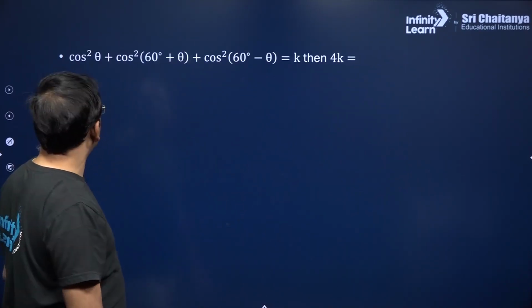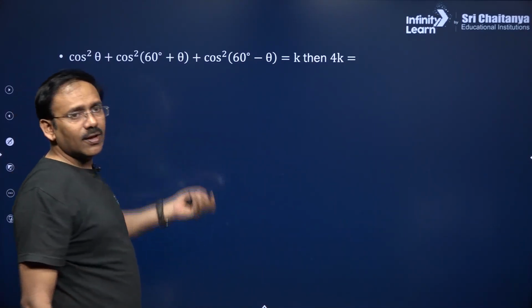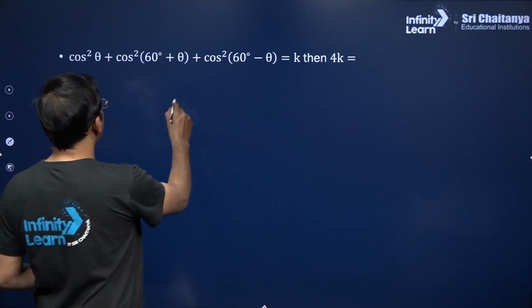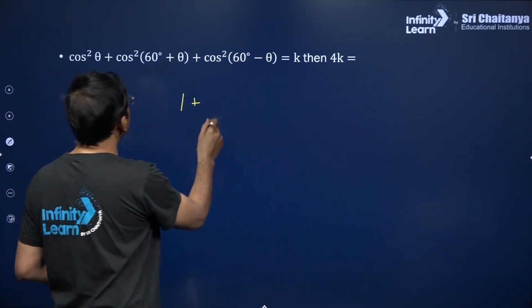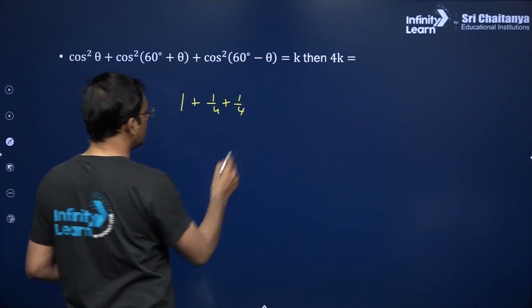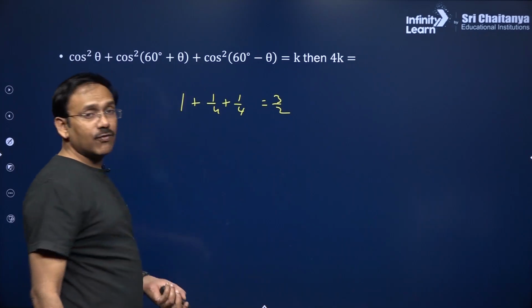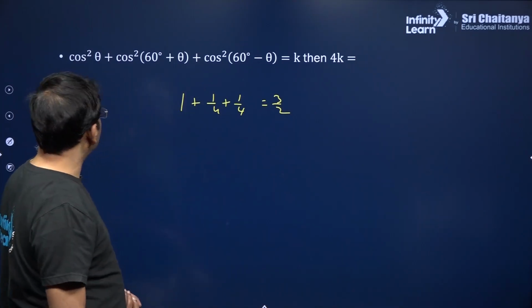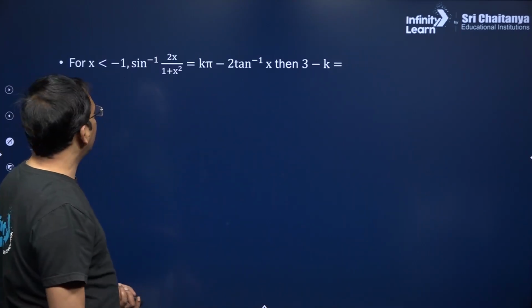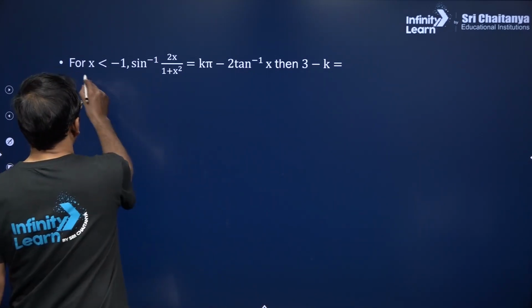Okay. Next, you see the answer is independent of theta, so you can just simplify, or why do not you put theta is 0. Then it is 1, and cos 60 is 1 by 2, whole square, 1 by 4, plus 1 by 4, which is 2 by 4, 1 by 2, so 3 by 2, my dear friends. If you put k is 3 by 2, your answer is 6. Okay.